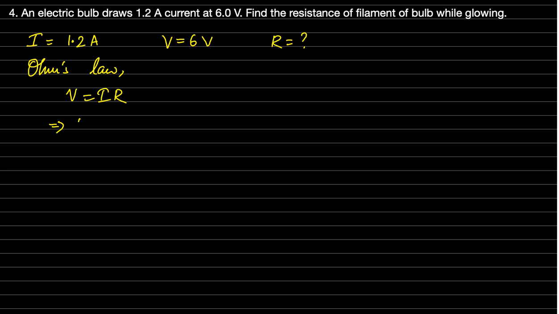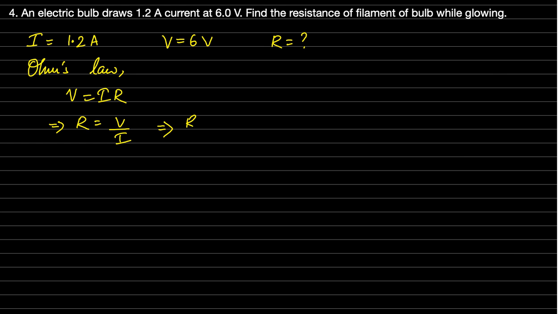An electric bulb draws a current 1.2 ampere current. So I is equal to 1.2 amperes at 6 volts. That means potential difference is given as 6 volts. Find the resistance of the filament of the bulb while glowing. In simple terms, they have asked us to find resistance. Now again we will be using the same formula, that is Ohm's law, that is V is equal to I into R, or from this formula we can write R is equal to V divided by I.